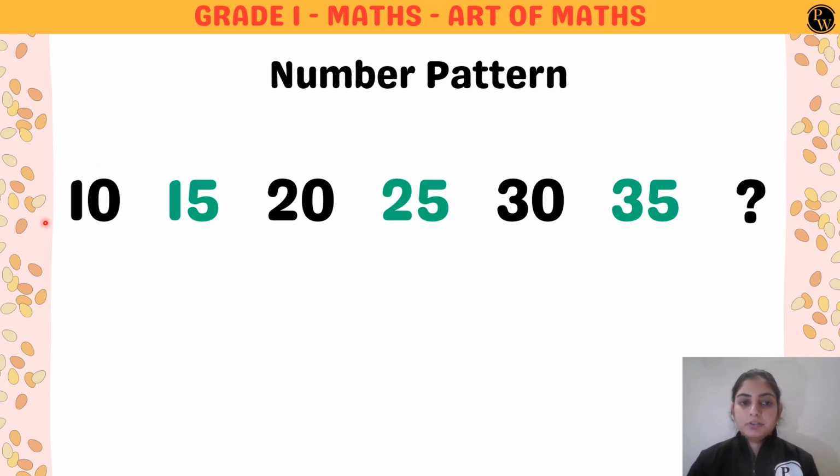Now let's explore the number pattern. Here we have the first number as 10, then 15, 20, 25, 30, 35, and a question mark. What we can see here is that 5 is being added to each number, which makes it growing. And on adding 5 to 35, what will we get? Let's count: 35. After adding 5 to it, we will get 40. So it will be 40 in the place of the question mark.